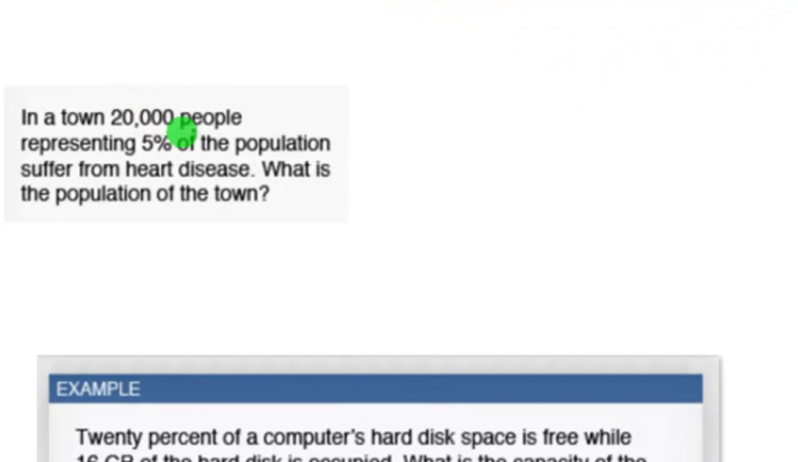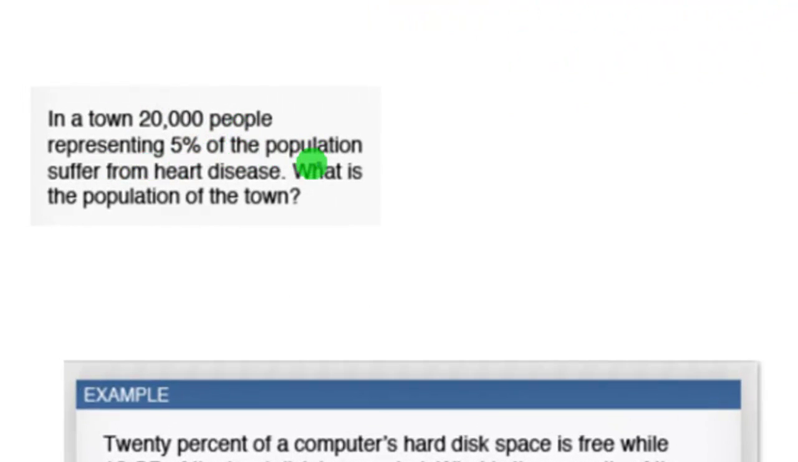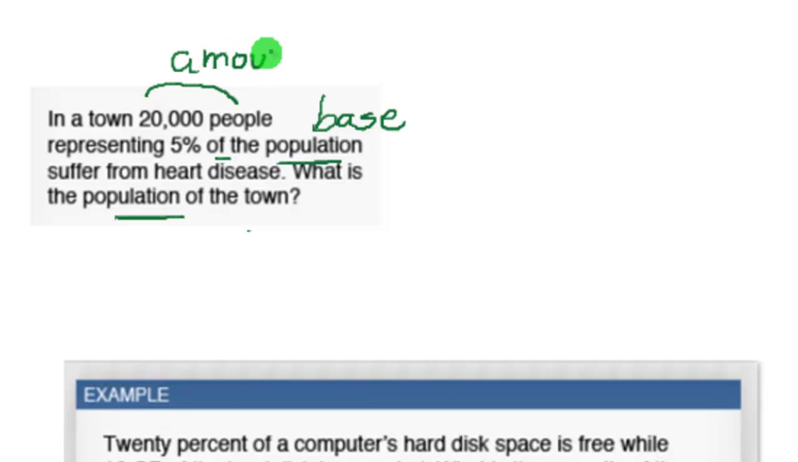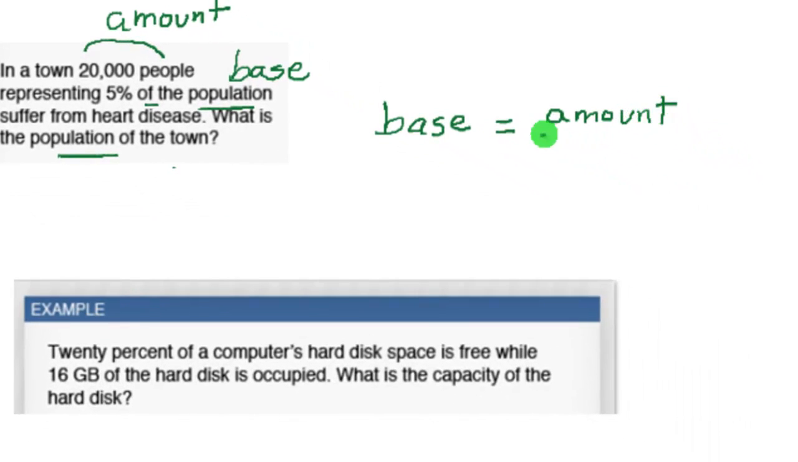Here's the next one. In a town, 20,000 people representing 5% of the population. So see again here, of the population, and we don't know the population. See how it says, what is the population of the town? So we don't know the base. The total population would be the base. Then this 20,000 is your amount. Okay, and then here's your rate. And so to find the base, as you know from your reading, base is going to be equal to amount divided by rate times 100.